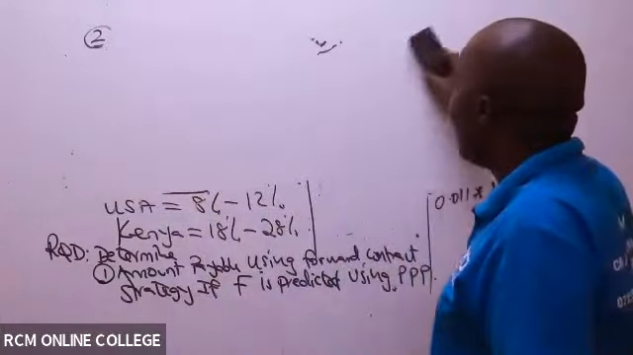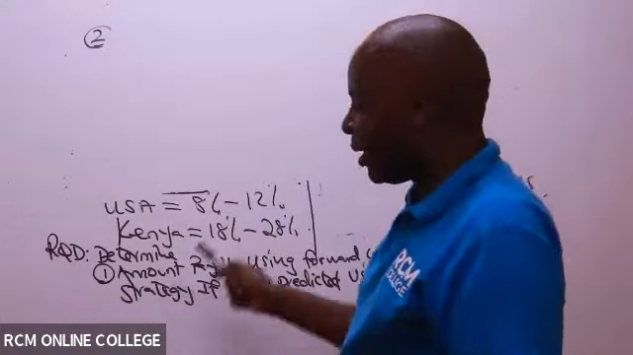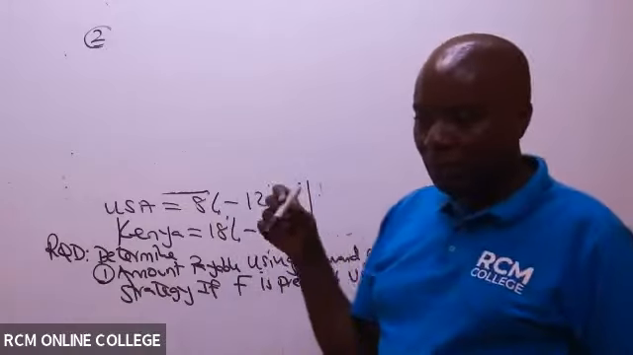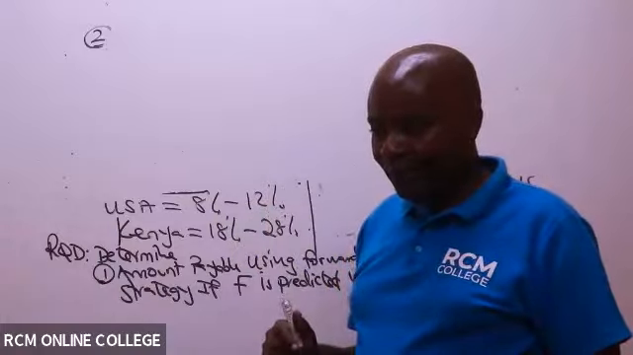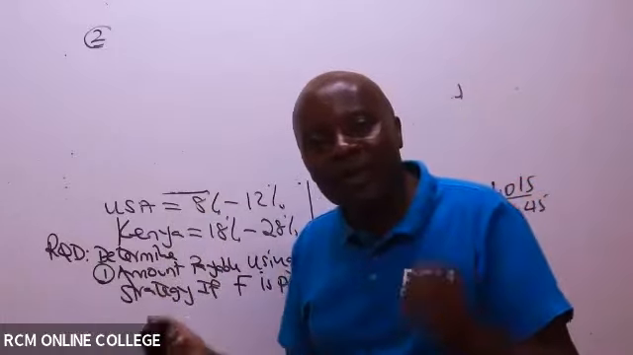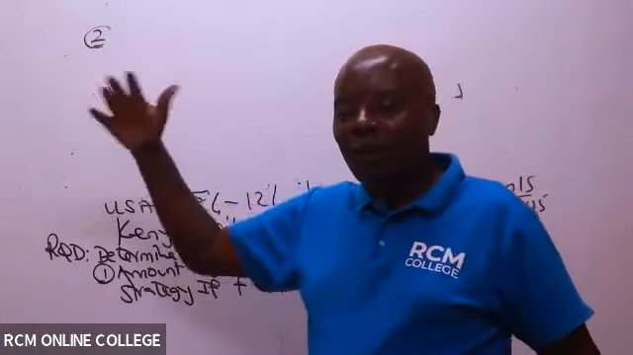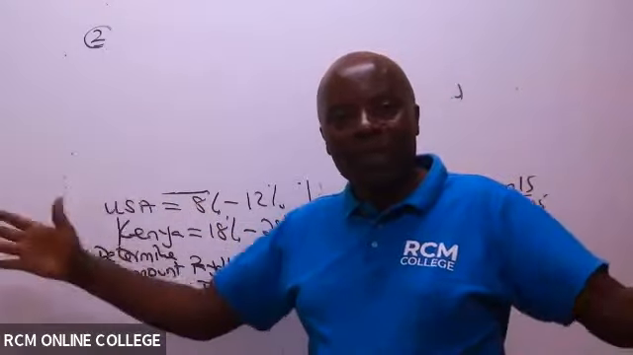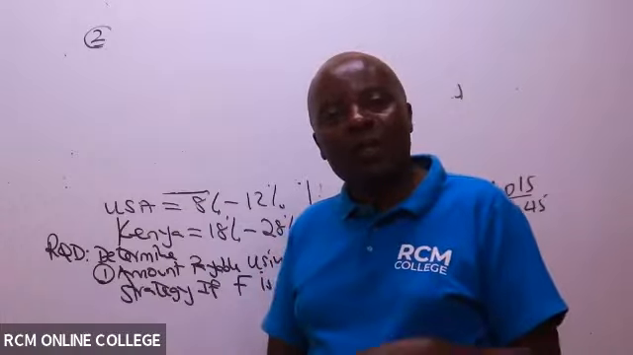Now, ladies and gentlemen, whenever interest rates are given like this, like now the USA 8%, 12%, which one is the borrowing rate? Yeah, 12. In no case higher. The bank's borrowing rate must always be higher. Borrowing rate is always higher.